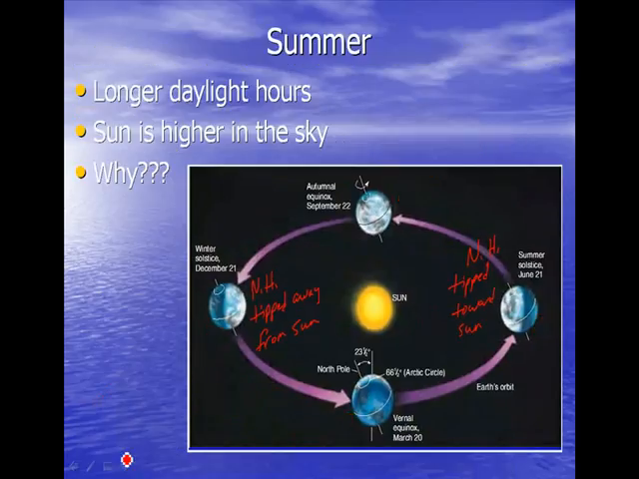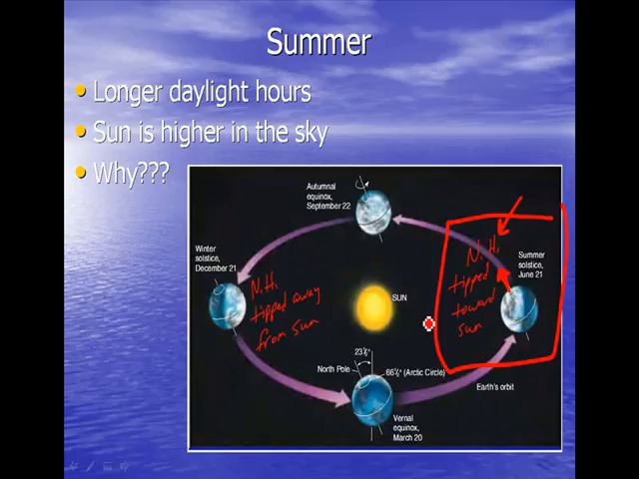So let's take a look specifically at summer here. We have longer daylight hours. The sun is higher in the sky, but we want to know why. Notice I've made a comment here that the northern hemisphere is tipped toward the sun. So notice here that the axis is tipped toward the sun. So let's get a little bit closer in.